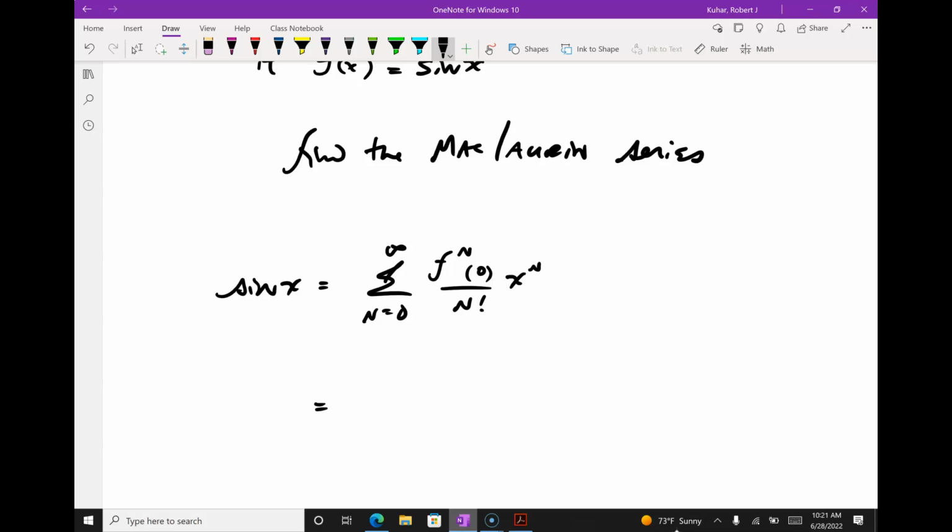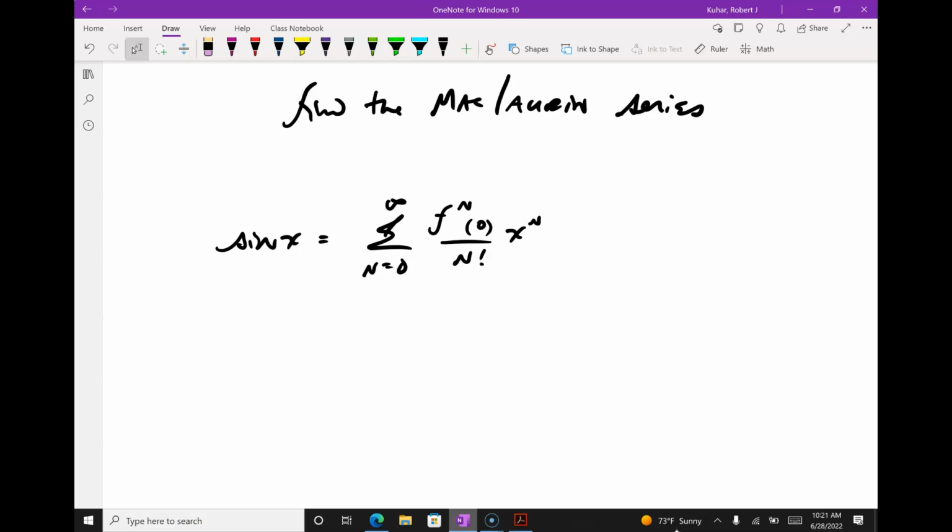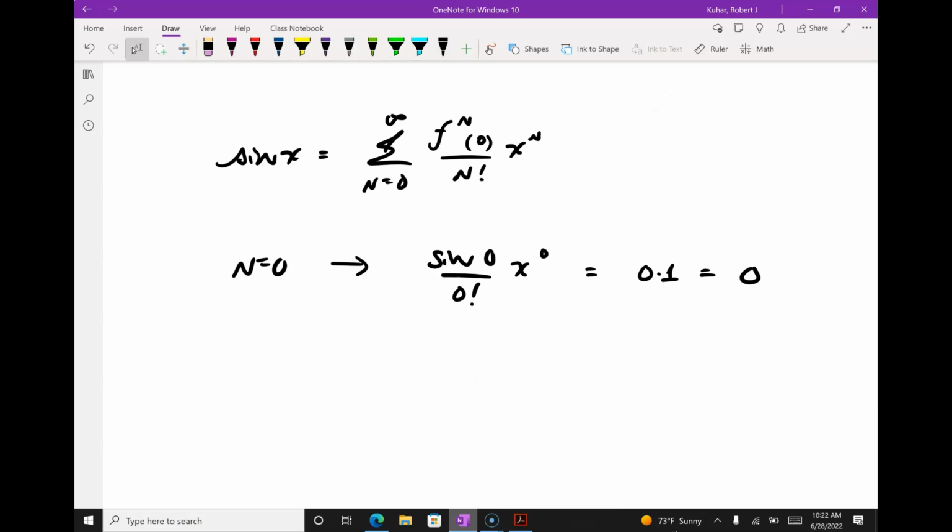I can start writing out terms of this and figuring out my coefficients, and then write out what I have, delete what is nonsense, and then come up with the new series. So for n equals 0, what do I need? I need sine of 0 over 0 factorial times x to the 0. So what do I get there? I get 0 times 1, right? So it's 0. That first term is not going to have any value to me at all.